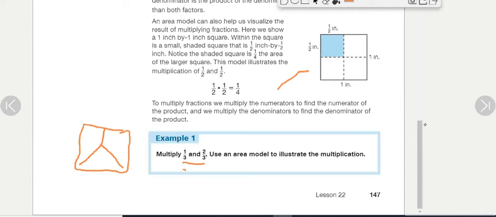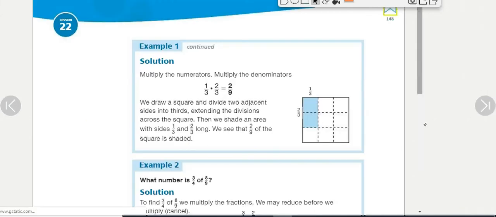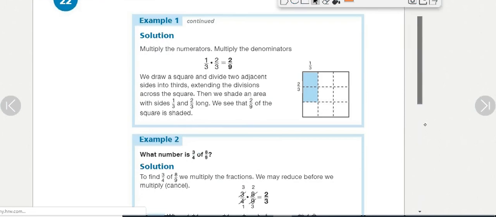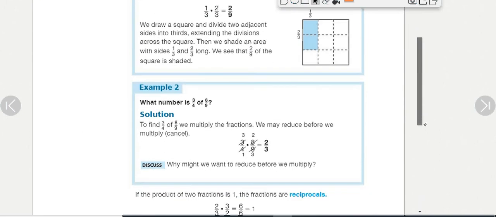I just go 1/3 times 2/3 is 1 times 2 is 2, 3 times 3 is 9, 2/9. I guess an area model could show us why it is smaller than when we started. That's what they use. I just multiply across the top and across the bottom.